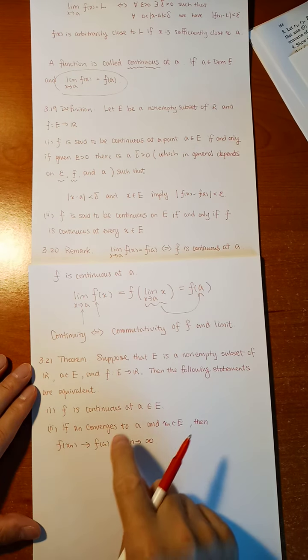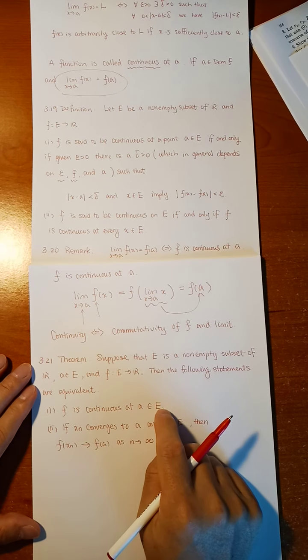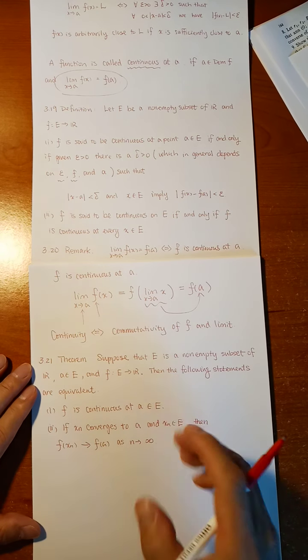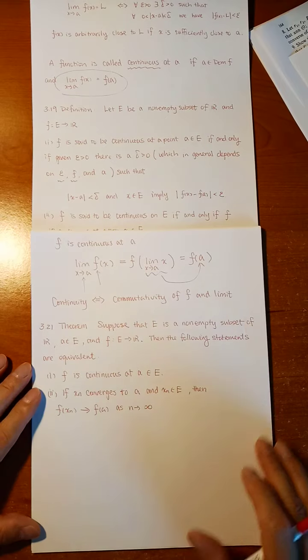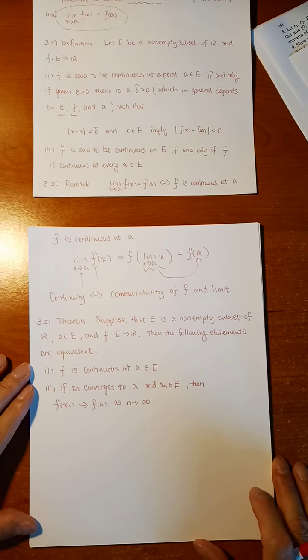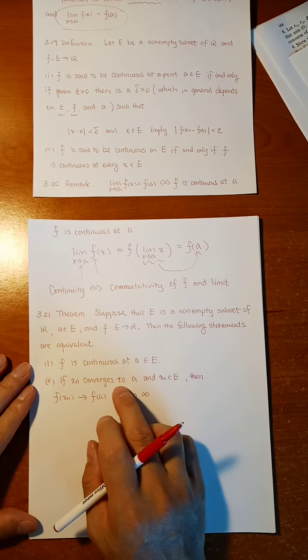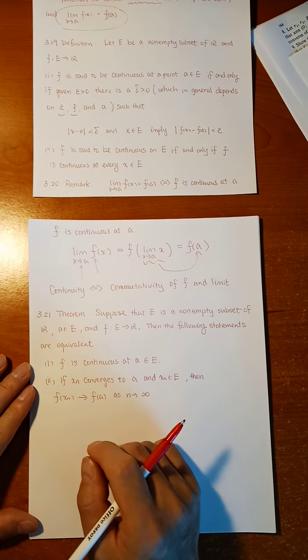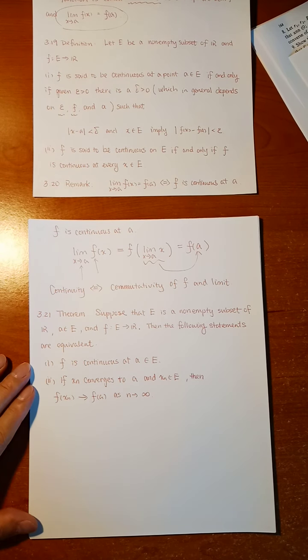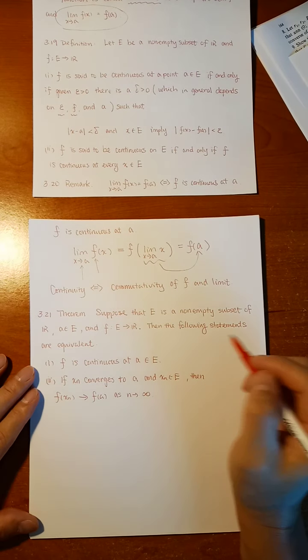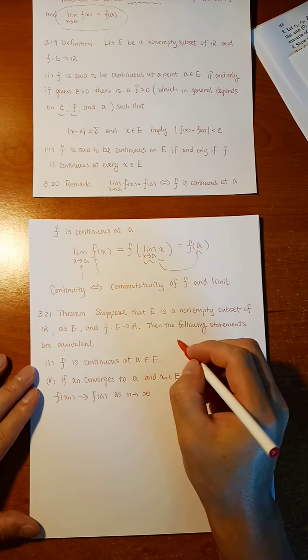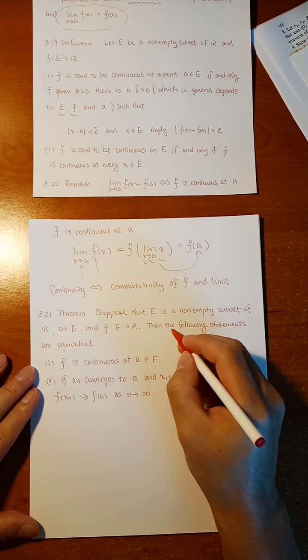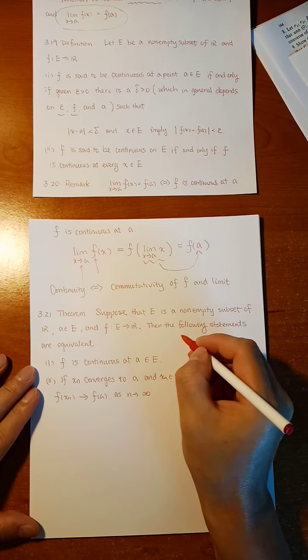Okay, so here this is the epsilon-delta definition. This one is actually the sequential characterization of continuity. Whenever you have a sequence converging to A, then the corresponding values will converge to f(A). Then function f is continuous. Okay, so I have something in my mind. So here the following statements are equivalent.